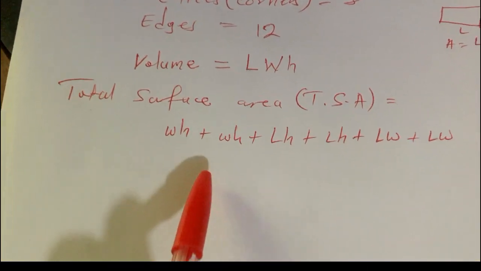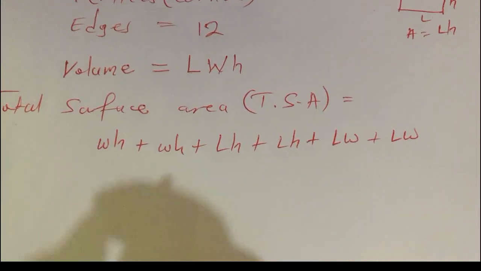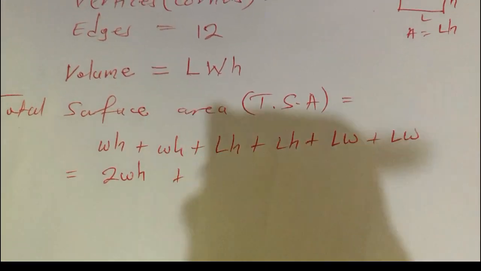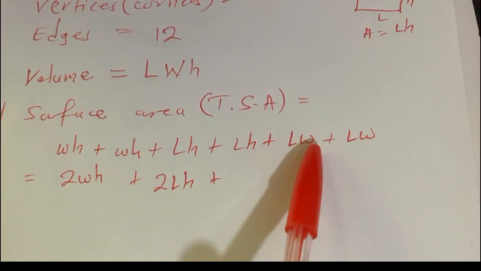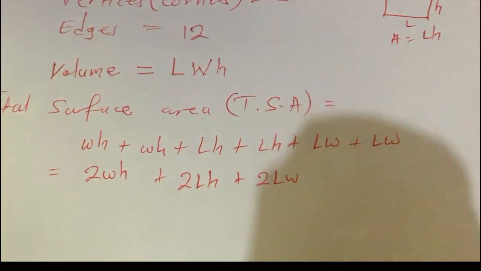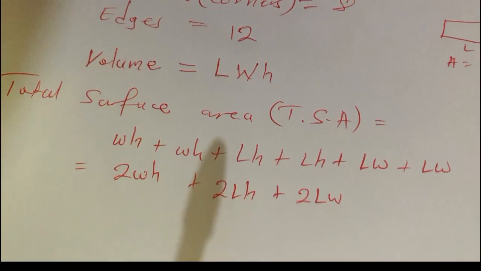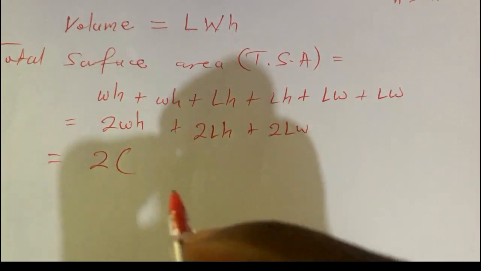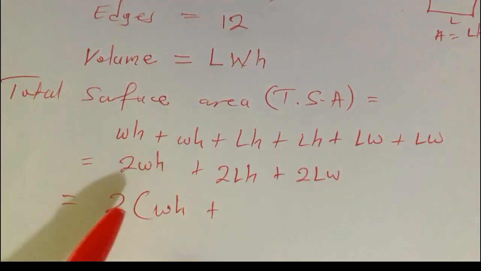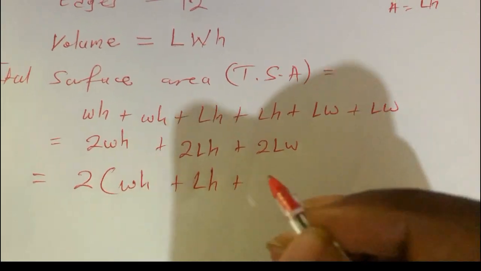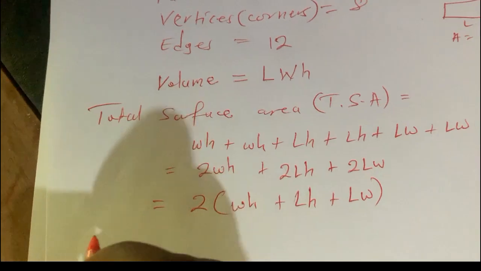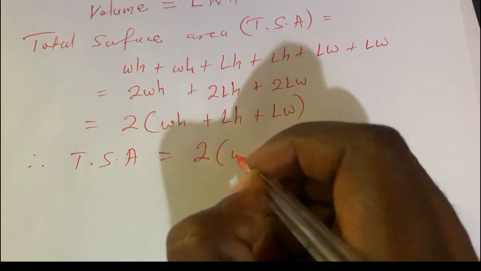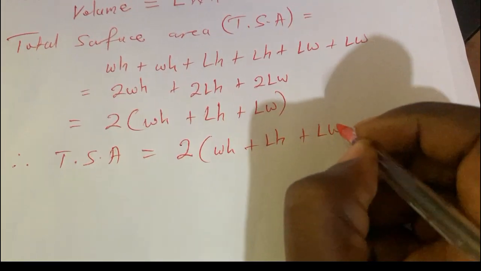Now, we have like terms here, so we can group like terms. WH plus WH, what do you have? We have 2WH. Then LH plus LH gives 2LH. Again, LW plus LW gives 2LW. Looking at these, we can do some factorization. You can see that 2 is common in all the terms, right? I can factorize 2 out, so 2 into bracket WH plus LH plus LW. Therefore my total surface area of a rectangular prism is given as 2(WH + LH + LW), right?